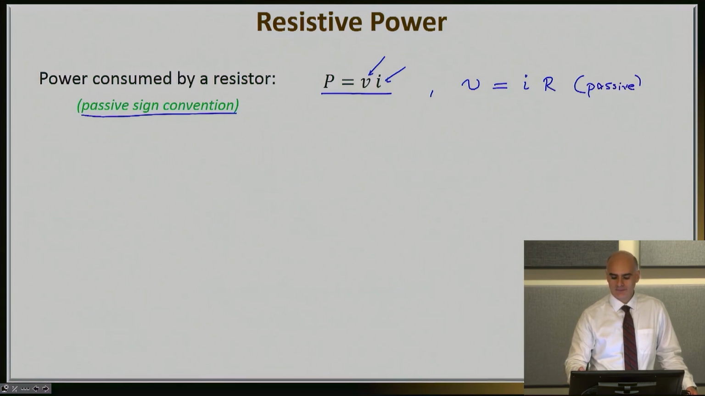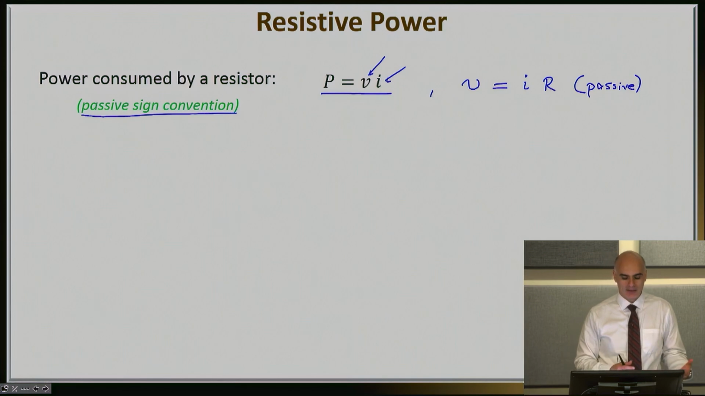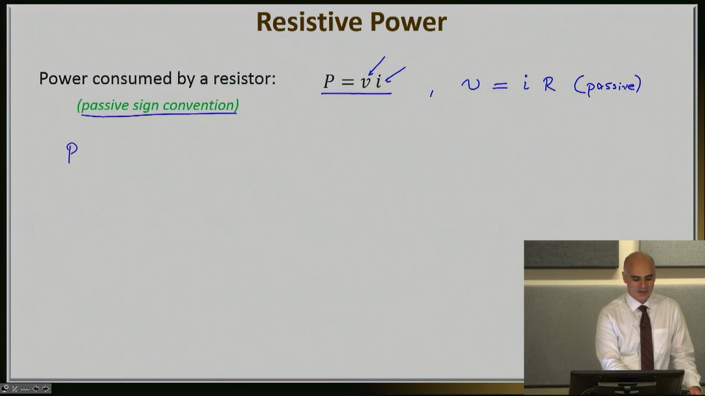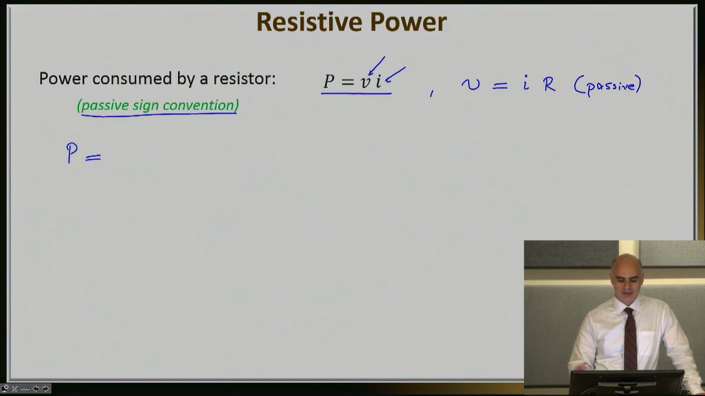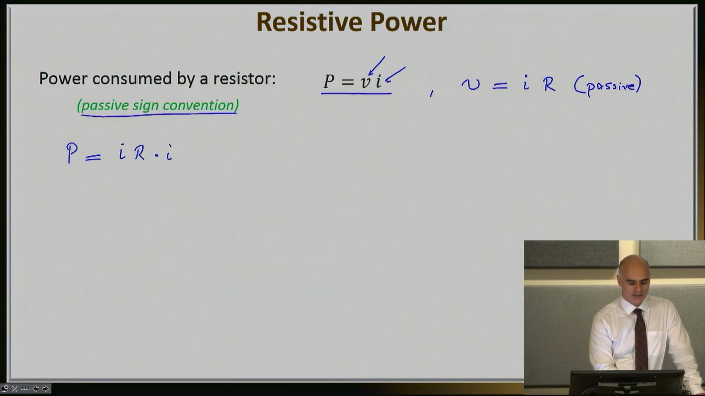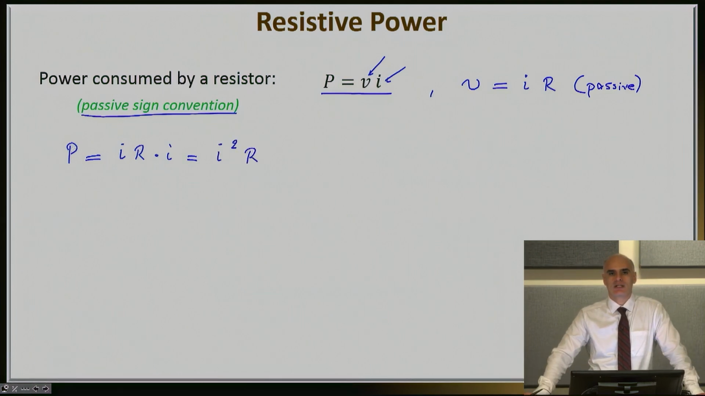We have already learned, for example, that V is equal to IR in the passive sign convention for a resistor, and therefore I can either replace V or I in this equation to find two additional ways of calculating the power. For example, if I replace the voltage drop of the resistor, I can write this as equal to IR for the voltage times I, or a very famous equation that says that the power consumed by a resistor is equal to I squared R.